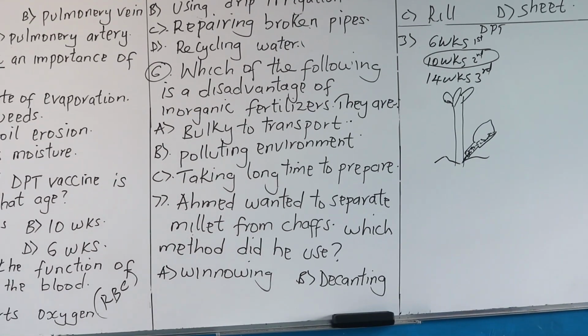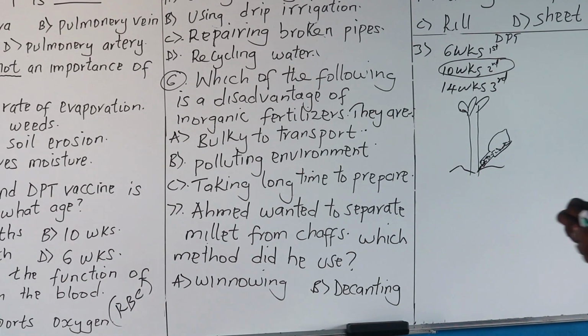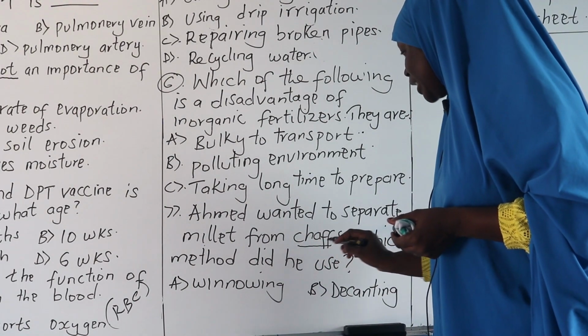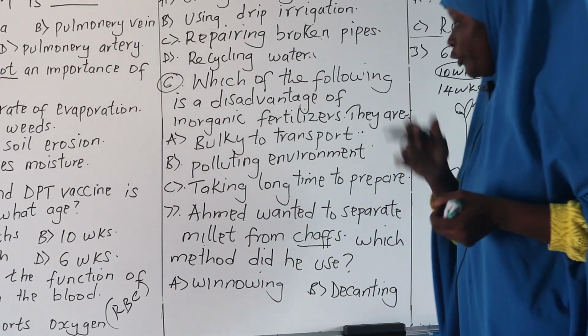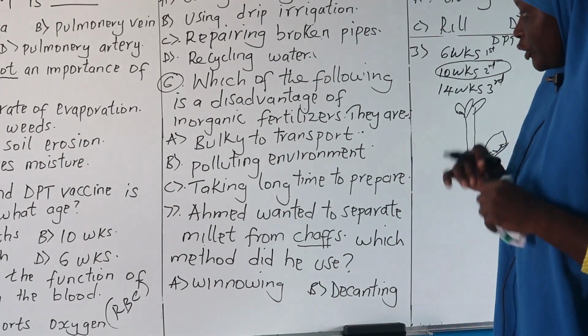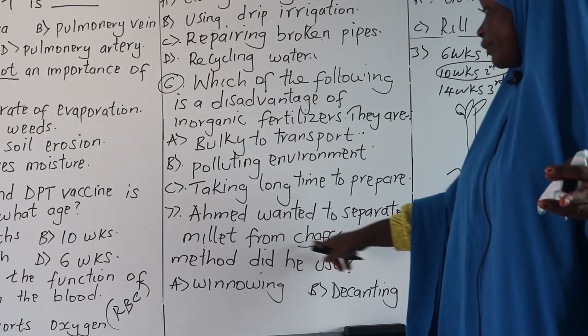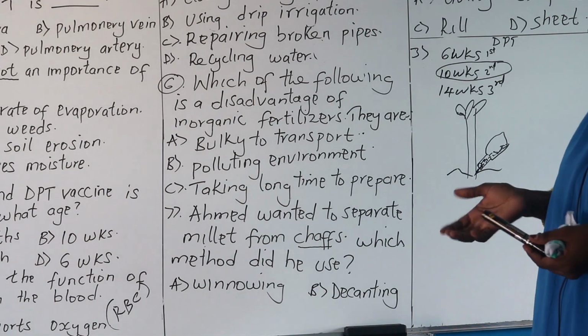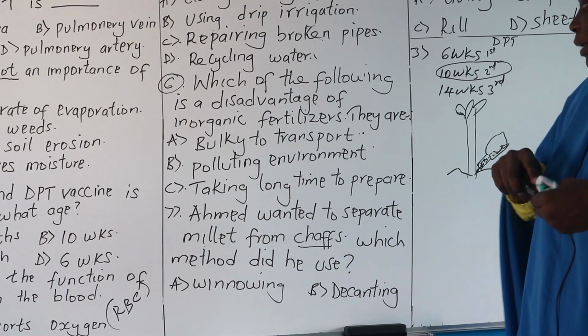Harvard wanted to separate millet from chaff. Which method did he use? What is chaff? These are, when you get your millet from the farm and you've prepared it, and you want to get the millet from the waste, chaff is the waste from the millet. We need to separate them because we don't need that waste. So which method do we use to separate them?